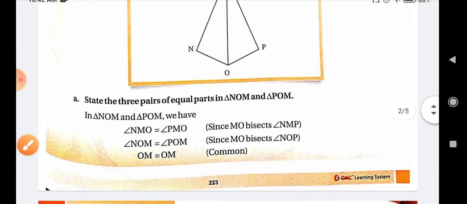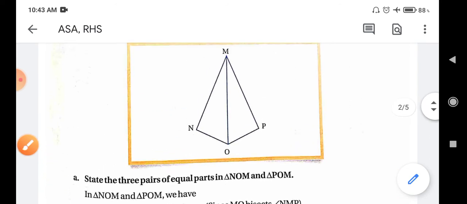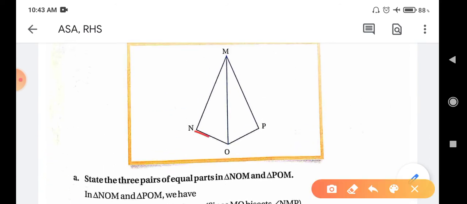Then we have to prove these parts. First part is, state the three pairs of equal parts in triangle NOM and triangle POM. The two triangles formed in this figure are triangle NOM and triangle POM. We have to state the three pairs of equal parts. Which three parts are equal?